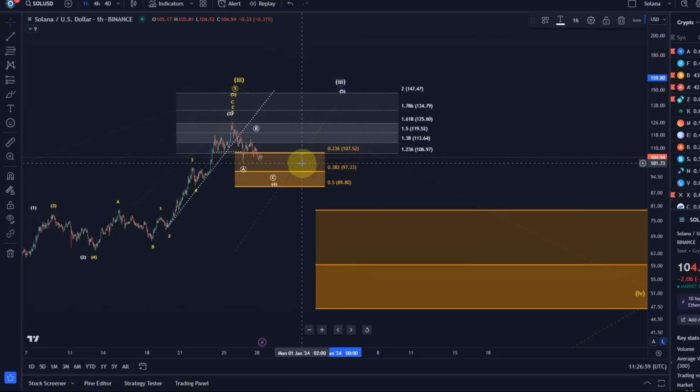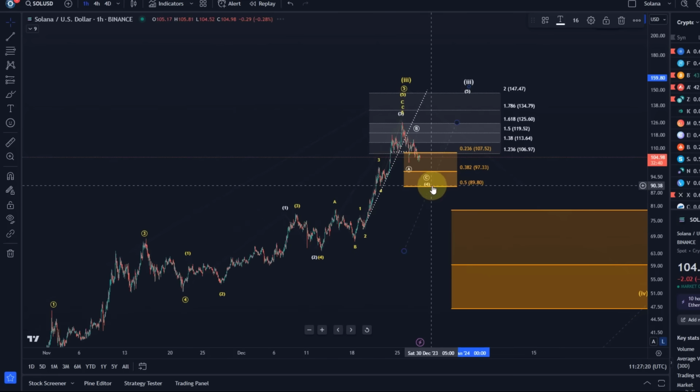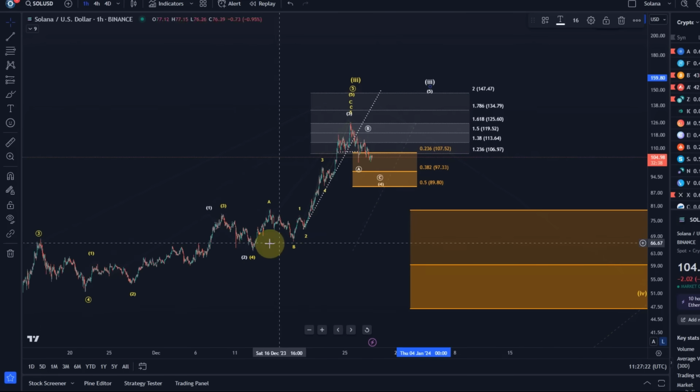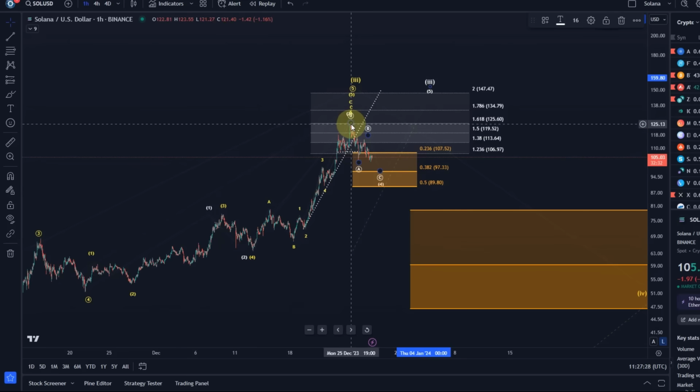Basically, we need to be watching for potential reactions in this support zone, at 97.33 or 89.80. These are the Fibonacci levels. Oftentimes we see reactions at these levels, and as long as the price doesn't sustain below $89.80, which is the 50% retracement level of this third wave rally, which started on the 13th of December and likely finished on Monday.